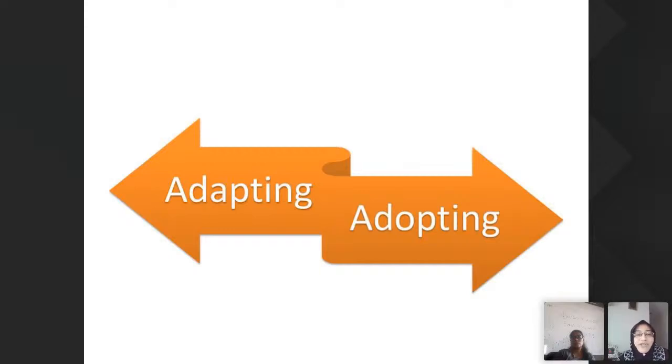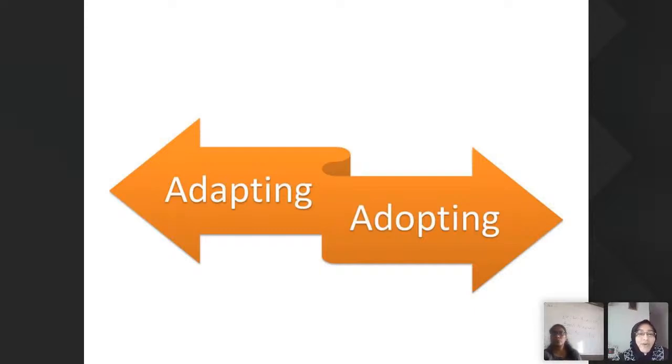By using the adopting method, it's going to save some time, because for someone to develop a new questionnaire actually takes lots of time. It's a very time-consuming process. Many people think that developing a questionnaire, survey or tool is very easy, but it's not as easy as many people think.